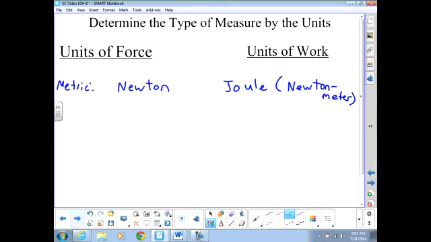Now, if we're in the US system, our unit of force is a pound. LB, if you don't know, is our abbreviation for pound. And our unit of work is the foot-pound. The problems can be made much easier by looking at the units and seeing what they are giving you.